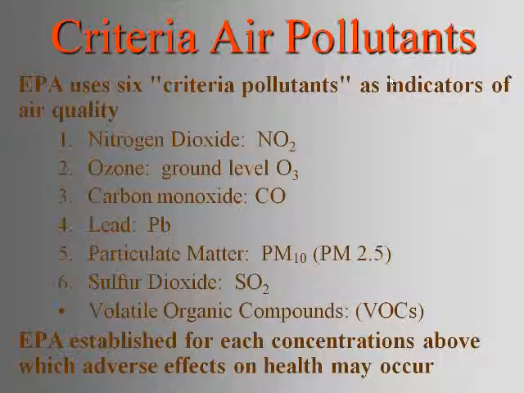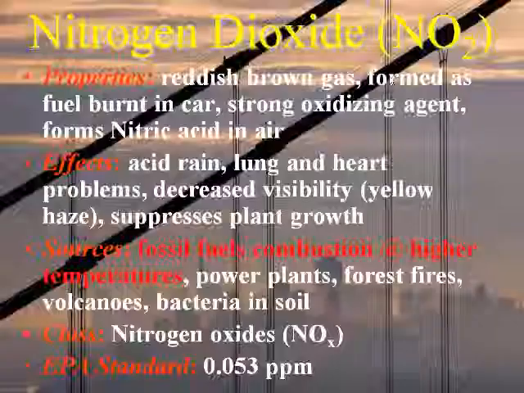Okay, EPA uses 6 criteria pollutants as indicators of air quality. EPA is the Environmental Protection Agency, by the way. We're looking at nitrogen dioxide, ozone, carbon monoxide, lead, particulate matter, sulfur dioxide, and VOCs, which are volatile organic compounds. EPA established for each the concentrations that are allowed in any particular area, and at which point we're going to hit adverse effects, where we're going to hit problems if there's this amount or higher in the air.